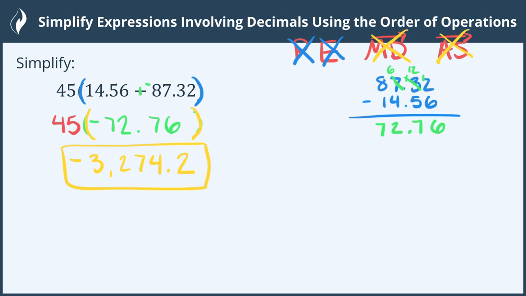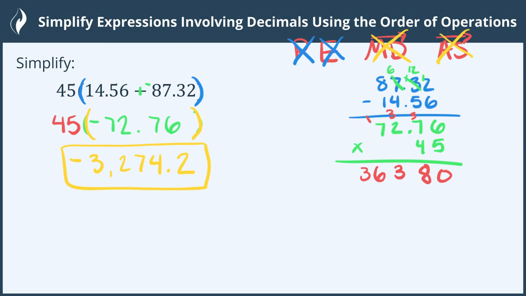Then I will take that and multiply it by 45. 5 times 6 is 30. 5 times 7 is 35, plus 3 is 38. 5 times 2 is 10, plus 3 is 13. 5 times 7 is 35, plus 1 is 36. And then we move to our next one, which is 4.